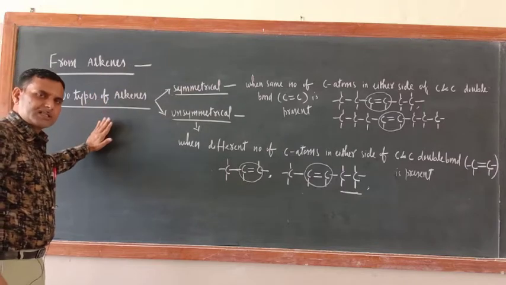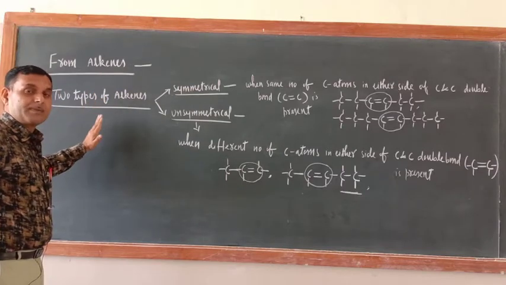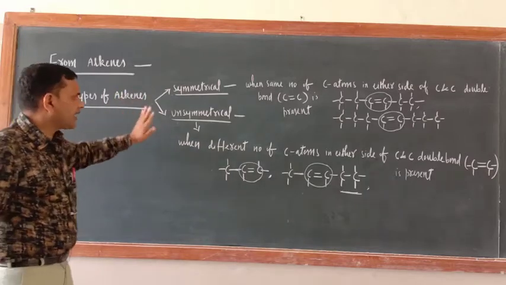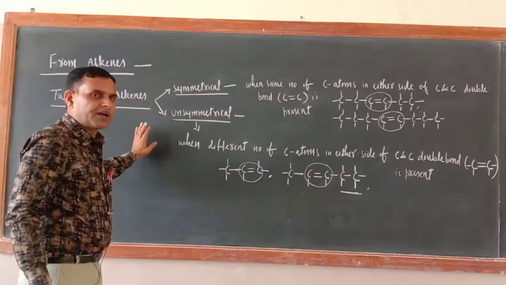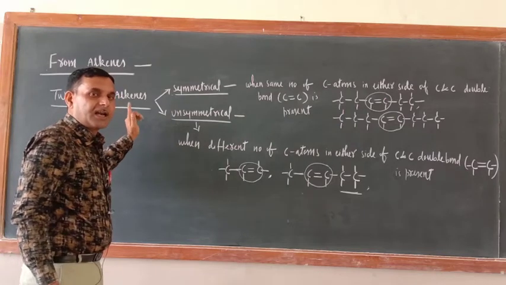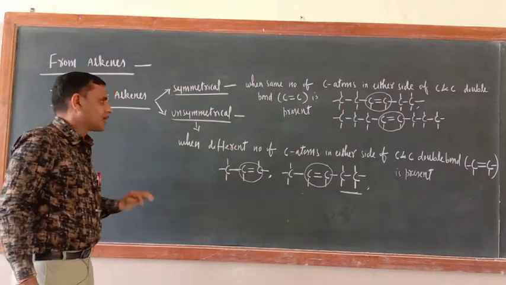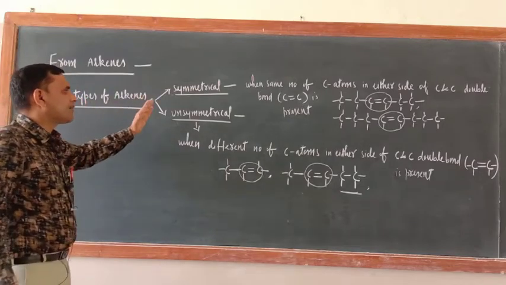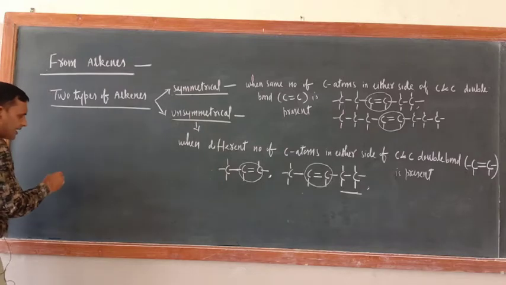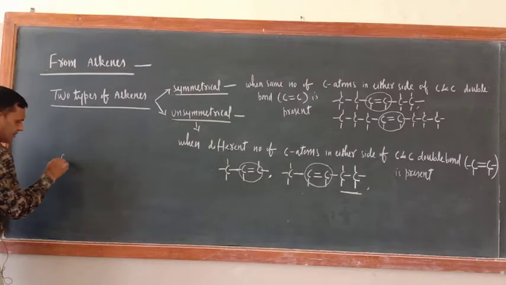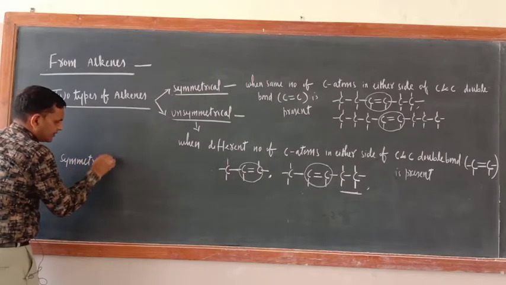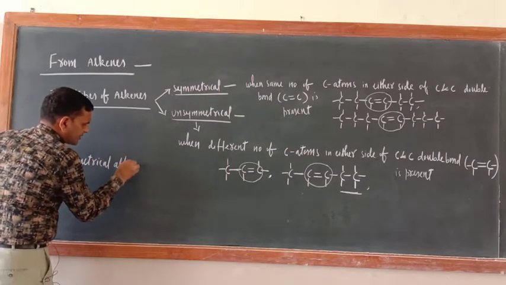Okay, so just see, we will use symmetrical and unsymmetrical alkene here. That is why I told you: symmetrical and unsymmetrical alkene is not a topic here. We are in the method of preparation of alkyl halide. So just try to understand. Suppose you have taken a symmetrical alkene. Take one symmetrical alkene. See one example.